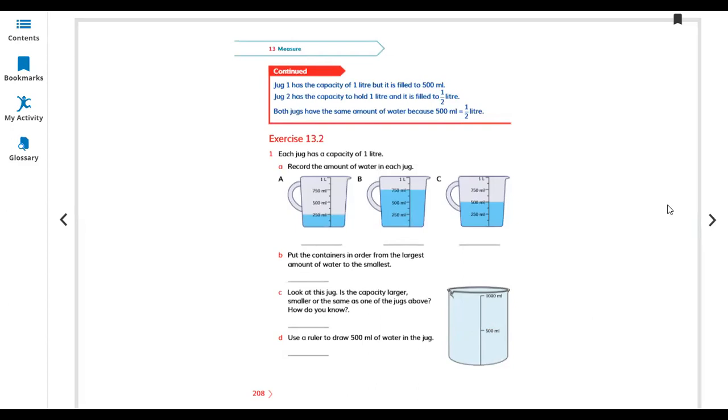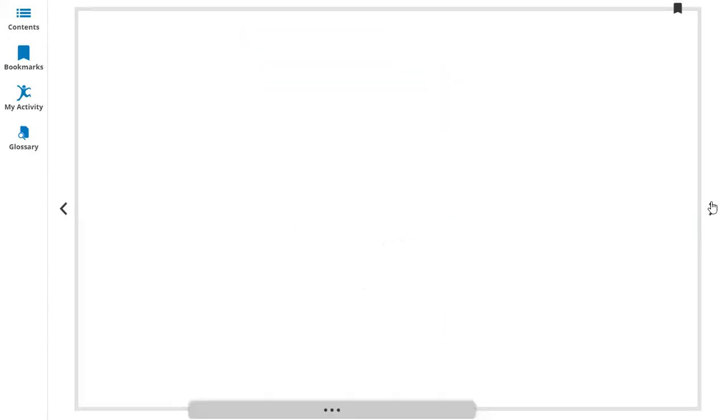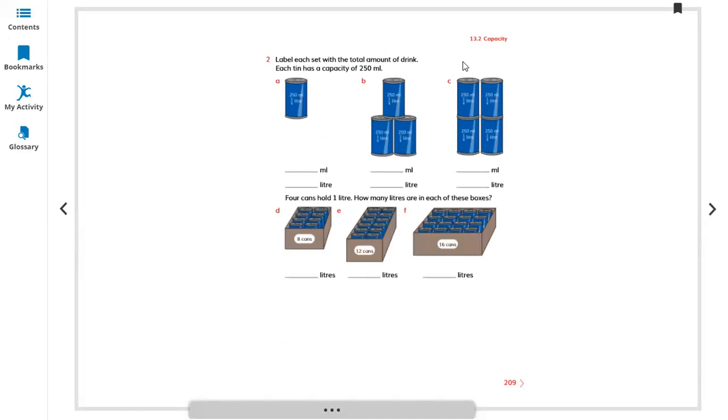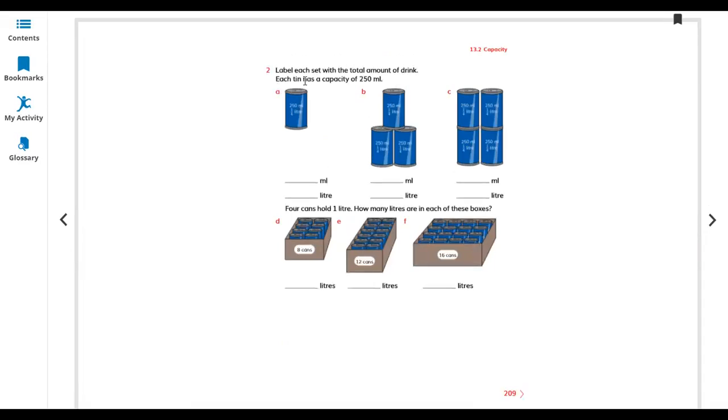Let's move to page number 209. Label each set with the total amount of drink. Each tin has a capacity of 250 milliliters. Very easy. It's written in two ways, in fraction and in milliliters. So we need to write in milliliters and liters separately. There is one can. One can holds 250 milliliters.